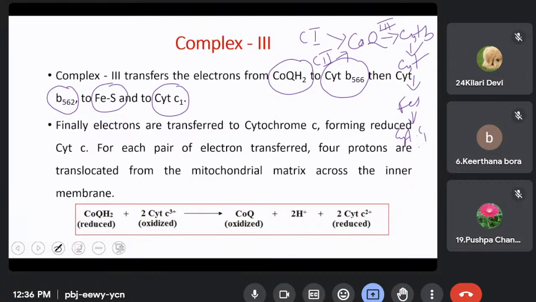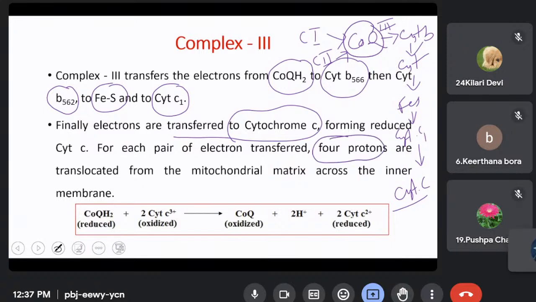And finally, from cytochrome C1, these electrons are transferred to cytochrome C, so that the cytochrome is reduced and coenzyme Q is oxidized. And during this process, 4 protons are translocated from the mitochondrial matrix into the intermembrane space.